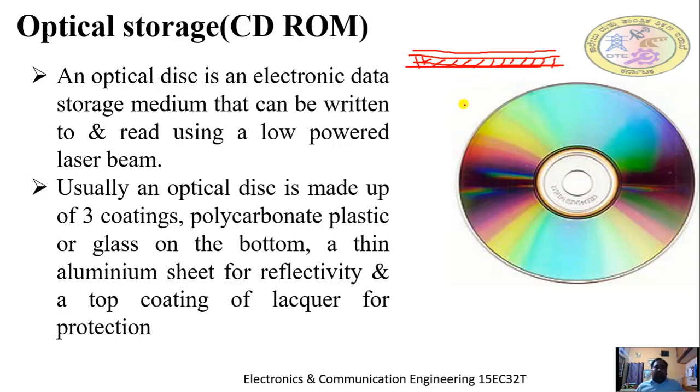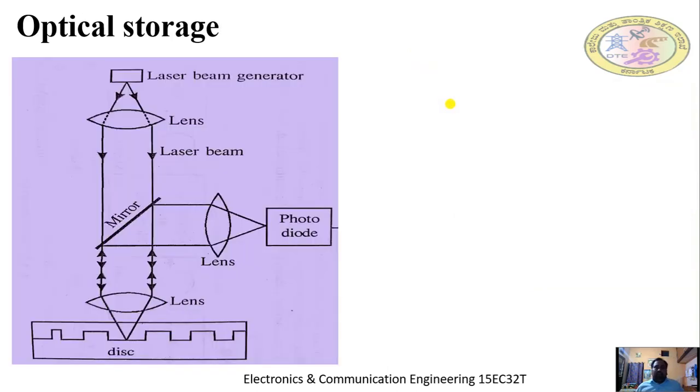Let us see how the data can be stored and how the data can be retrieved. So this is the mechanism. You can see a laser beam generator here and a lens system that is used to focus on a particular area. This lens is like a waveguide, which is going to guide the laser beam in the proper direction.